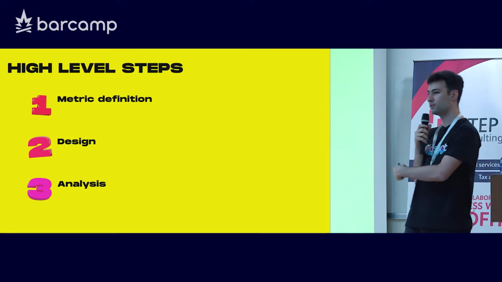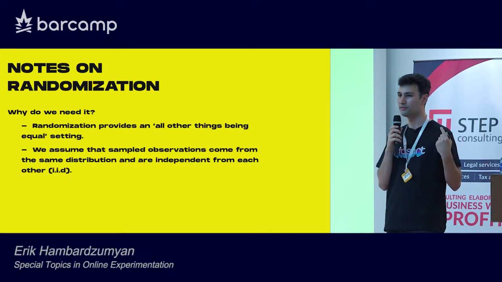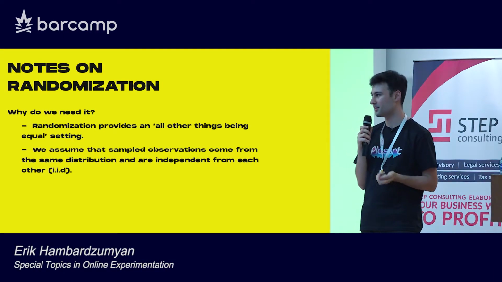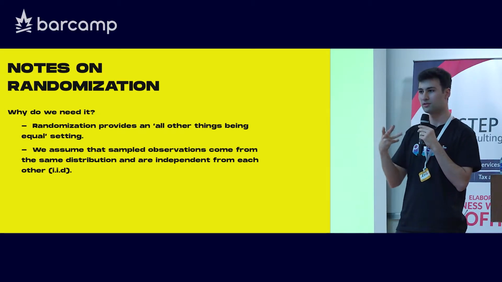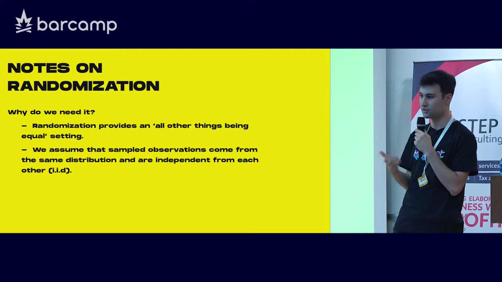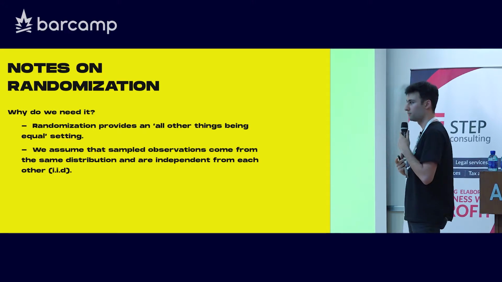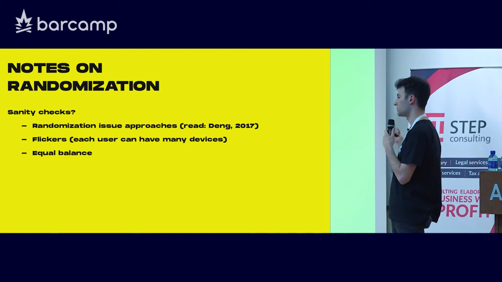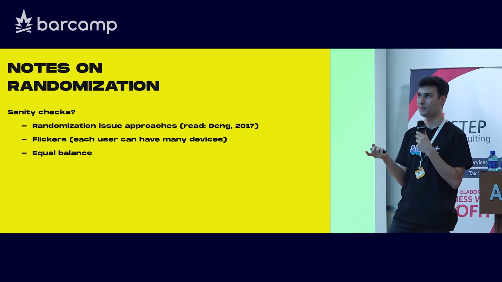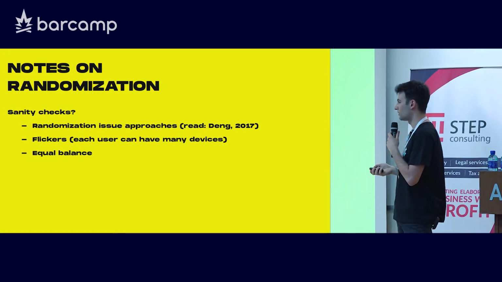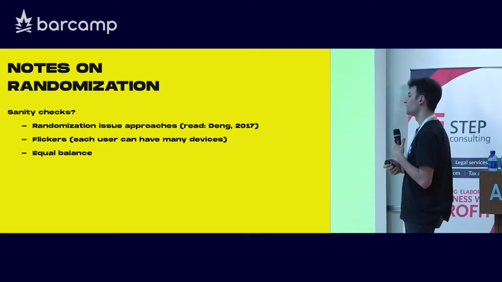Before we jump into the first chapter, it's important to specify why we care about randomization. As I mentioned, we need this all-other-things-equal setting, so the only thing that is different is the treatment itself. Also, we assume that the observations, in our case the users exposed to the experiment, are independent of each other. For those ends, we have various sanity checks that we can perform before each experiment, which address the issues of randomization. There's literature referencing it, and there's also the issue of flickers, which are users that own multiple devices and can be assigned to different experiments because they have multiple devices. We can sometimes not identify those cases, but we have to be careful.